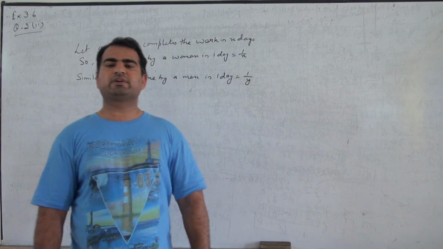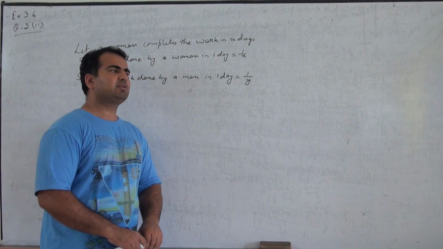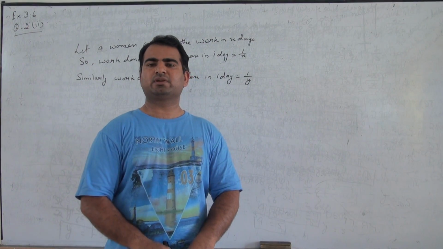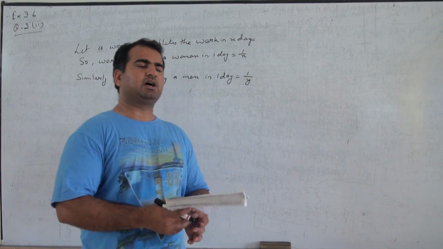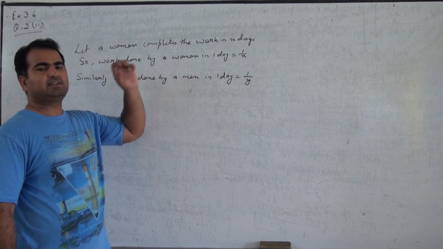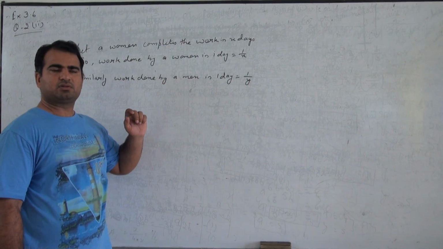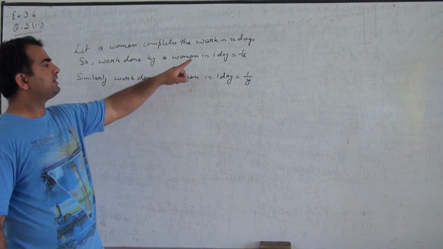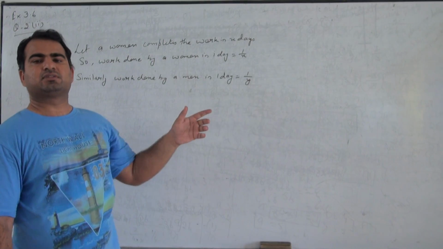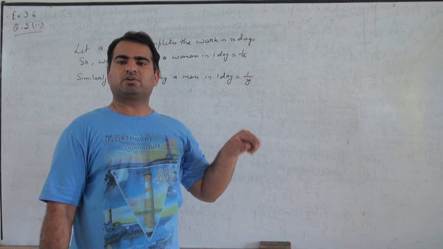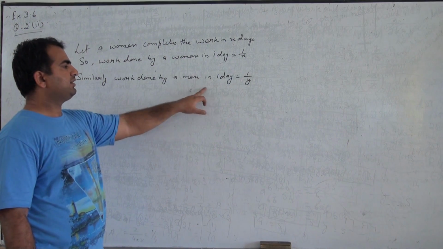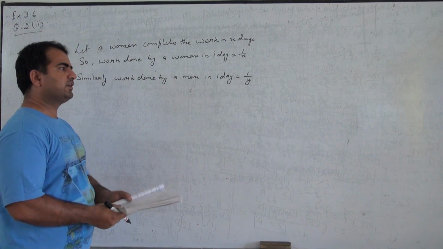So what we are given is a woman and a man. These are two variables, so we let them x and y. Let a woman complete the work in x days. So what will be the work done by a woman in 1 day? The woman completes the work in x days, so 1 day work equals 1 upon x. Similarly, work done by a man in 1 day equals 1 upon y.